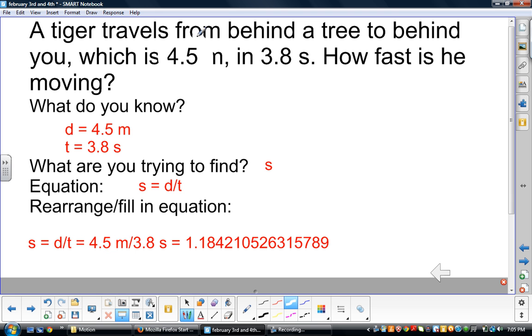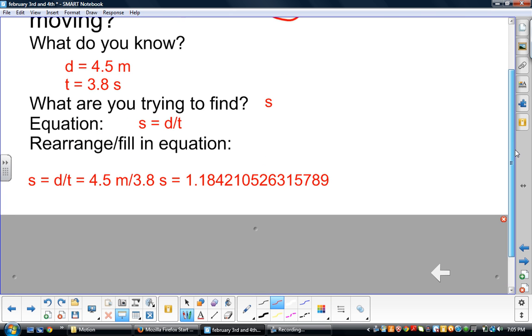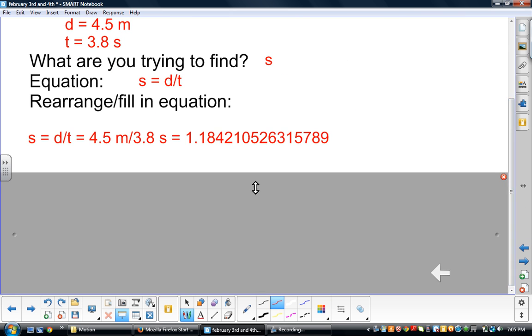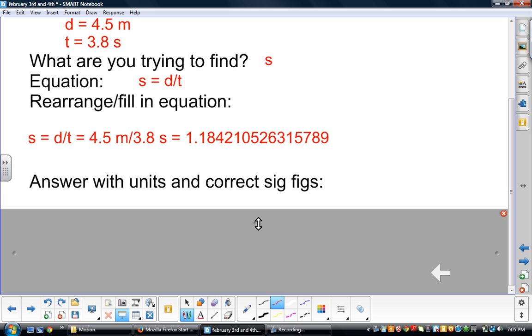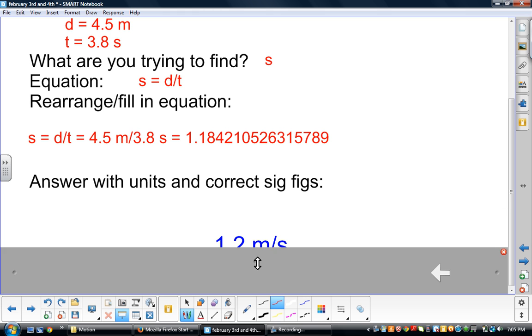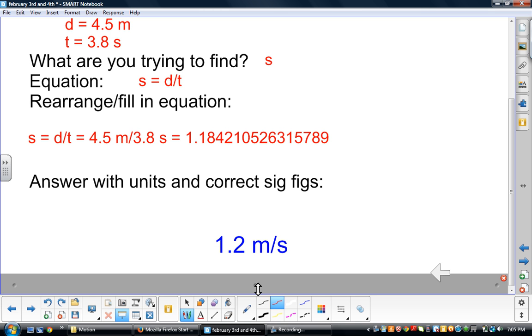How many, oops, wrong color. I don't want to circle that with white. Let's circle that with red. Alright, how many sig figs does that have? 2. How many does that have? 2. So our answer should be limited to 2 significant figures. So this number should be rewritten with 2 significant figures. And that would be 1.2.